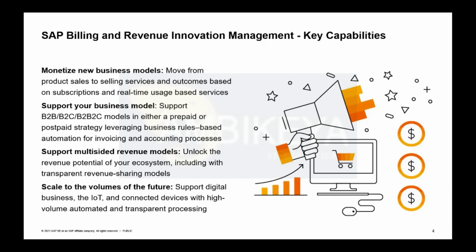We also support multi-site revenue models, as I already explained, where you can share revenue and where you can also move the risk to the partner, because you can wait until the customer has paid the invoice. BRIM is very important for a lot of industries because it can be scaled to a high volume, and I don't know any industry restrictions that we can't fulfill according to the volume.